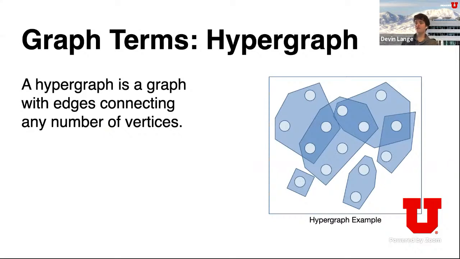A hypergraph generalizes these edges as boundary regions. So these 4 points in the top left all have one quote unquote edge connecting them. And in some sense, these are just overlapping sets of nodes. But you can still apply some concepts from graphs here in your analysis.